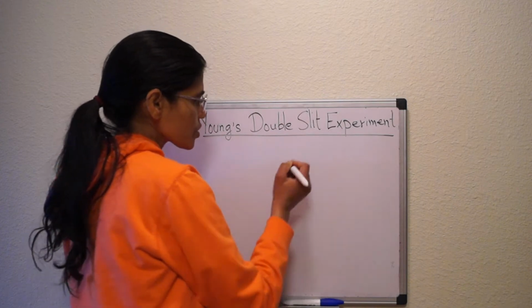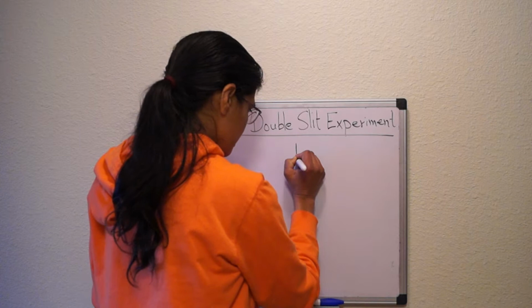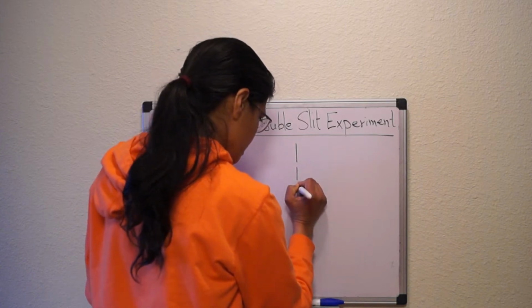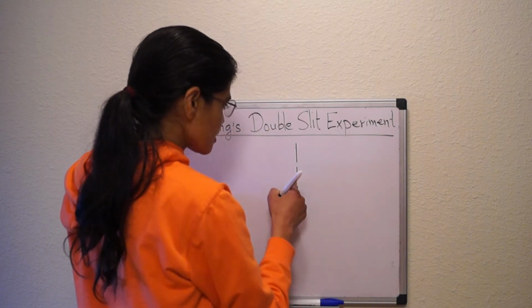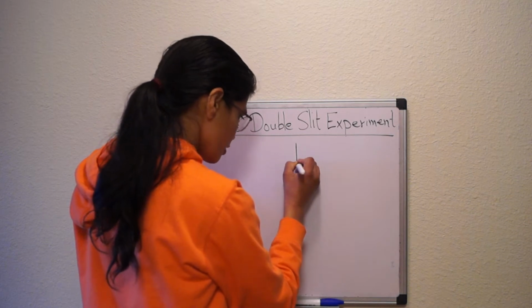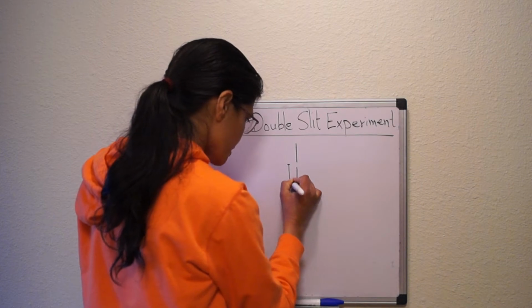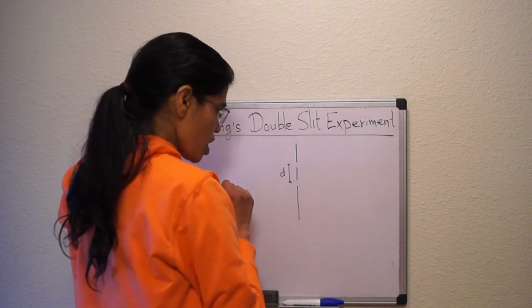Okay, so we are going to make a slit. Let's do this. I'm going to make two slits here. You see, there are two slits, one slit here, one slit here. Let's say the distance between these two slits, from the middle of the first slit to the center of the other slit, is the distance d, represented by lowercase d.